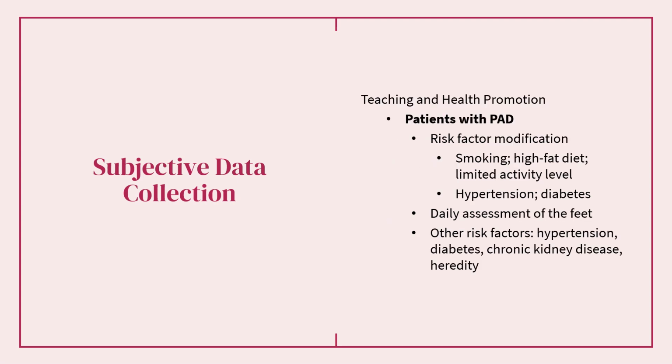Now we're shifting from gathering data to what we do with it, so patient education, especially for those at risk or diagnosed with peripheral artery disease. This is where we as nurses can make a huge impact because peripheral arterial disease is largely preventable and manageable with lifestyle changes. So risk factor modification like smoking, talking to them about their diet and activity level, chronic disease management, so needing to control underlying conditions like hypertension or diabetes because poor control can lead to faster progression of vascular disease, especially diabetes.